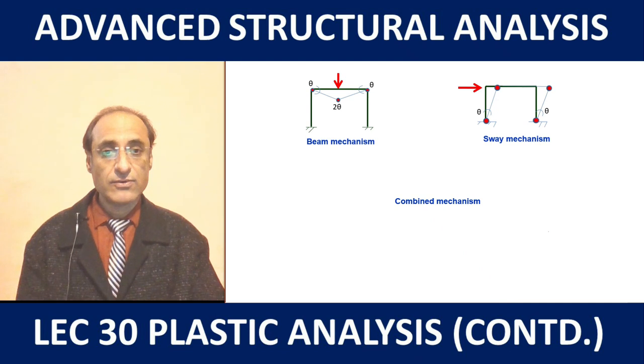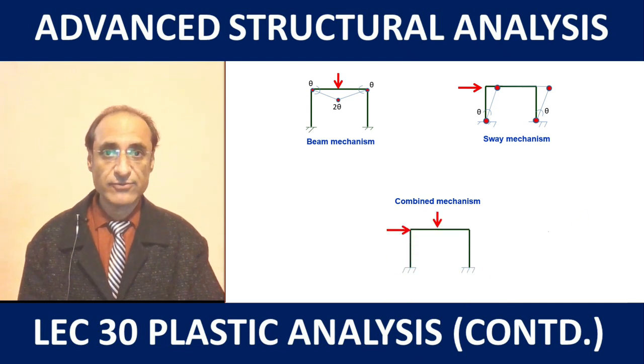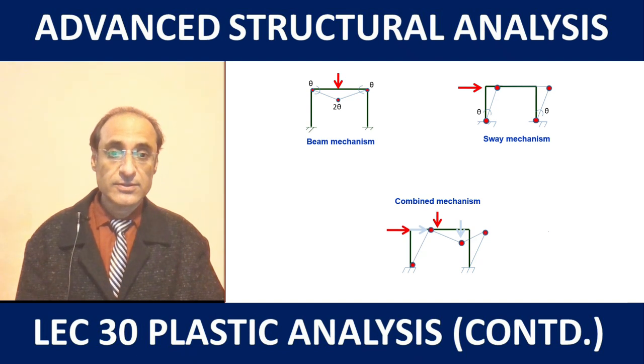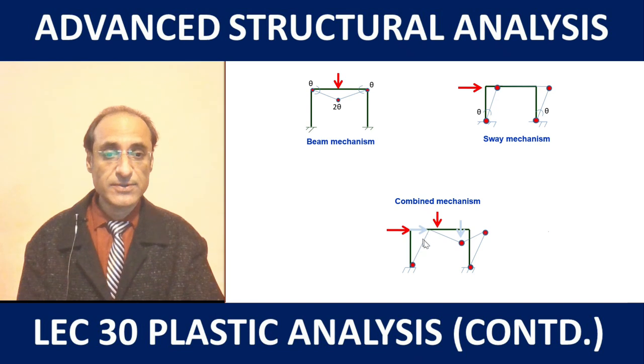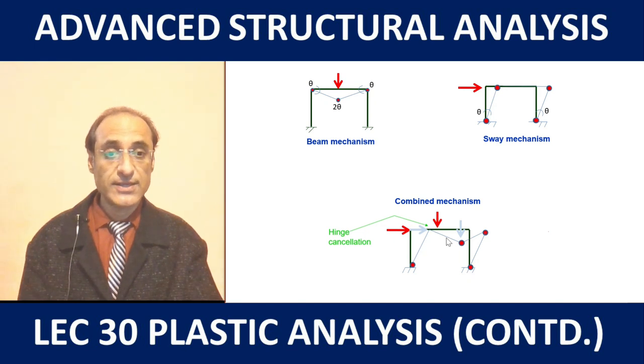And then for the combined mechanism, if we have, let's say, the combination of the horizontal and vertical loads, and later on we will see that even one of them could cause the combined mechanism. So here this is how the superposition leads to it. So the hinge at this particular joint gets cancelled out, because when we give the virtual displacements in the form of rotations, the two rotations cancel out here.